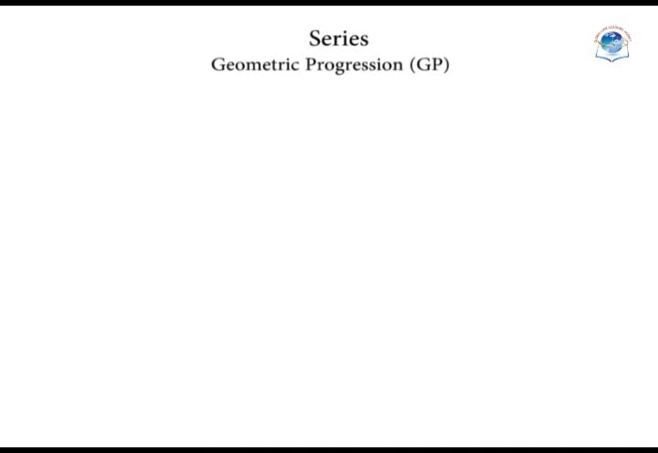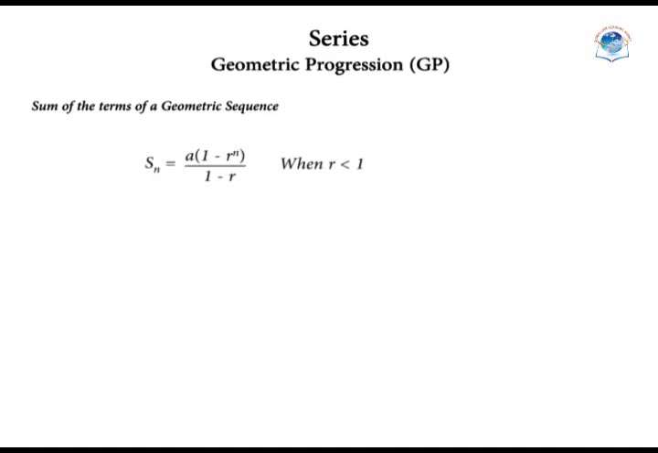Geometric progression. The sum of a definite number of terms of a geometric sequence is called a geometric progression, or GP. The sum of the first n terms of a GP is given by Sn is equal to A into 1 minus R raised to n over 1 minus R when R is less than 1. And A into R raised to power n minus 1, everything over R minus 1 in cases where R is greater than 1.